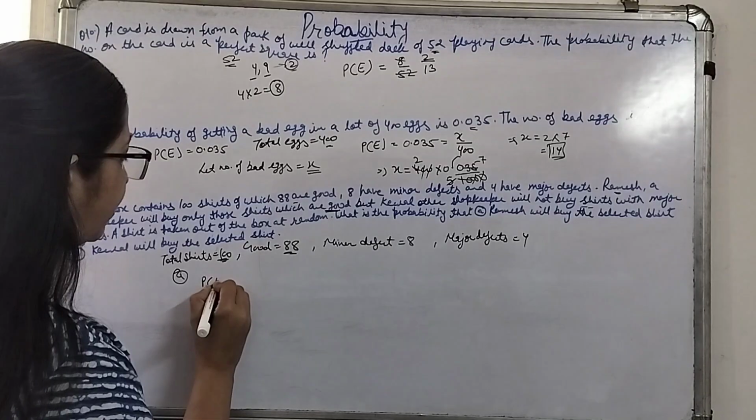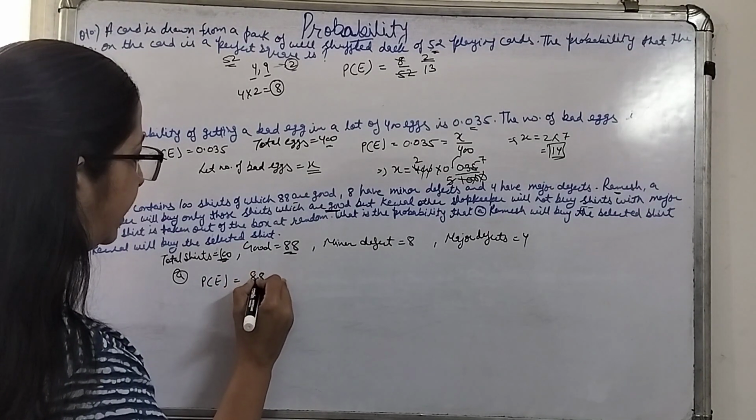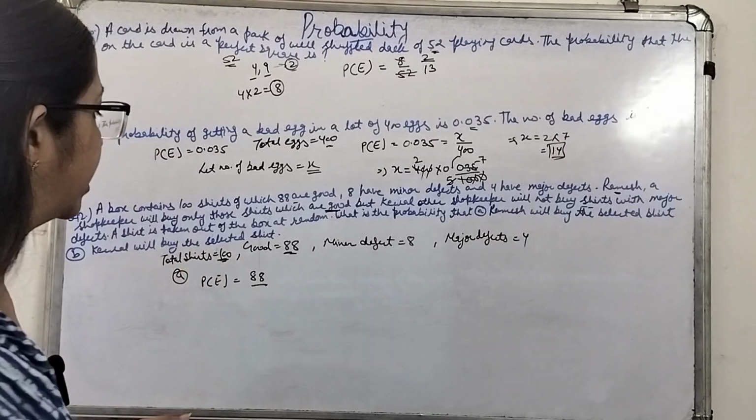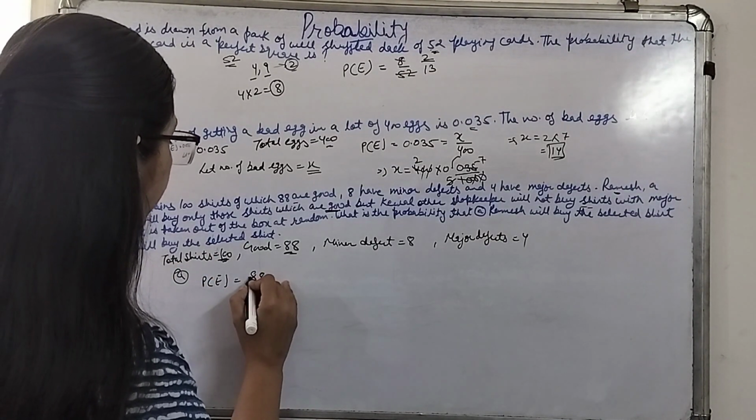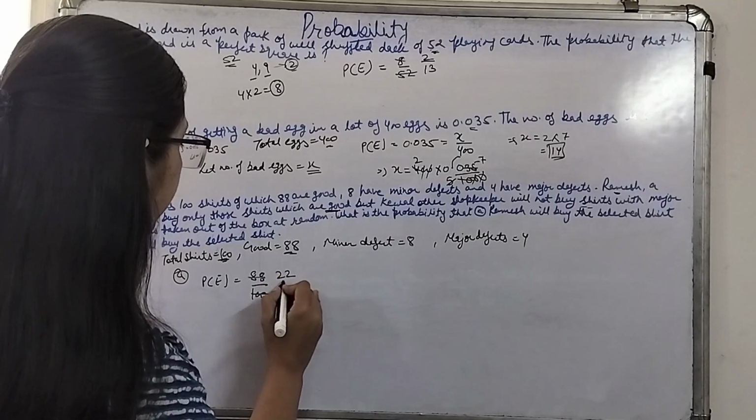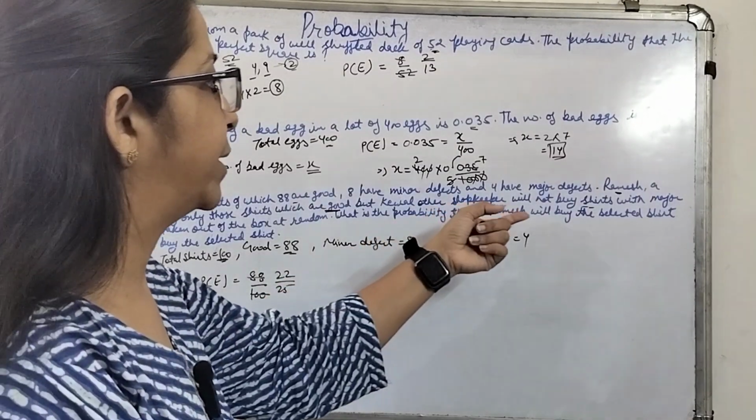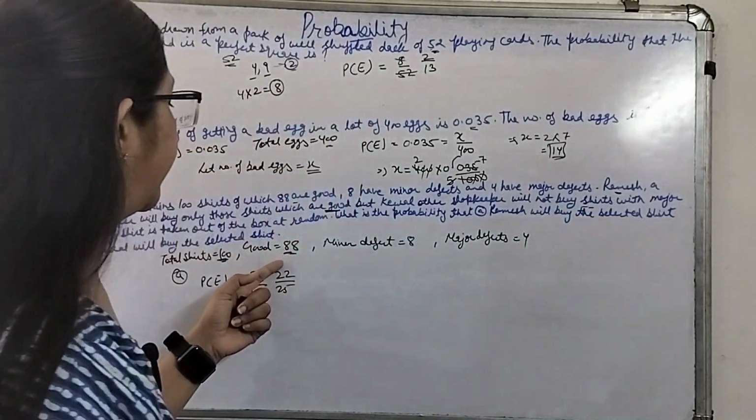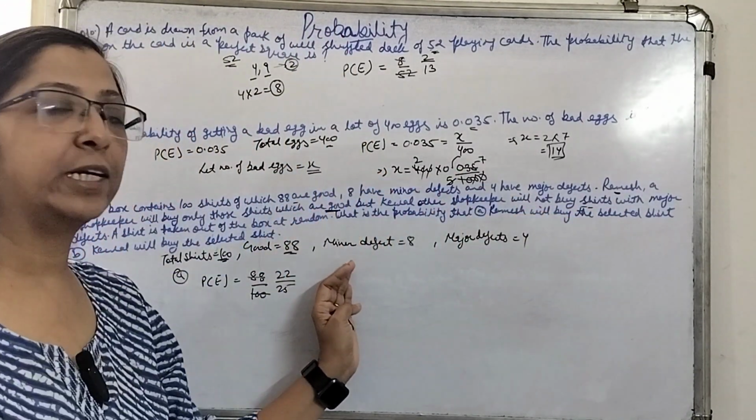So probability will be total favorable outcomes, that is your 88, divided by total possible outcomes, that is your 100. If we divide it by 4, 4 2s are 8, 22 over 25. The probability that Ramesh will select the shirt is 22 over 25, because he is only selecting the shirts which are in good condition.